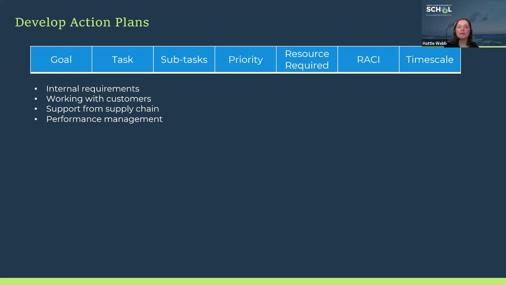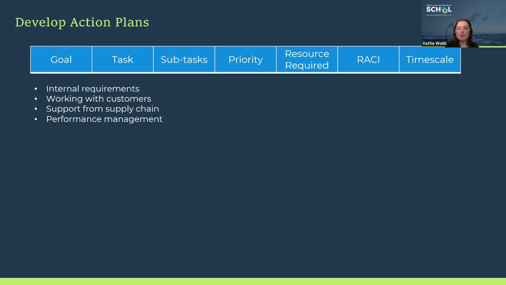And then you have priority. So you need to set a priority level. Is this urgent? Will it impact later tasks? For this example, it would be a high priority because you can't do much else before you've measured your carbon. And then you'll think about resource required. Who should be involved with this, or what technology or software do you use?